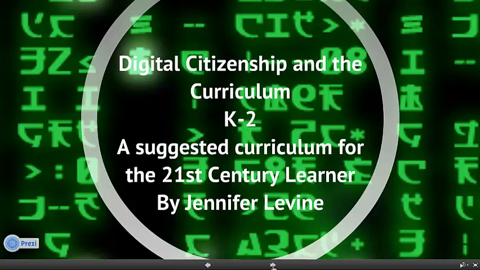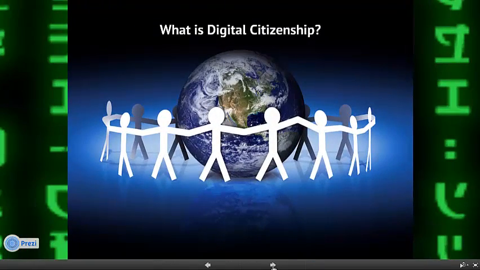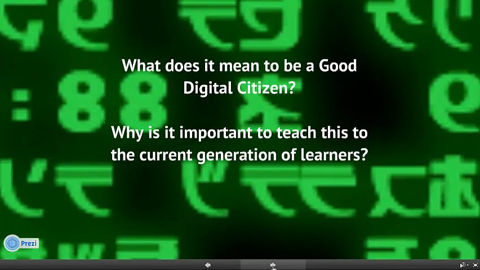So the first question we have to ask ourselves is, what is digital citizenship? Digital citizenship can be defined as the rules of appropriate and responsible behavior with regard to technology use. And it's our job as teachers to teach our children how to be good digital citizens. So what does it mean to be a good digital citizen? And why is it important to teach this to the current generation of learners?